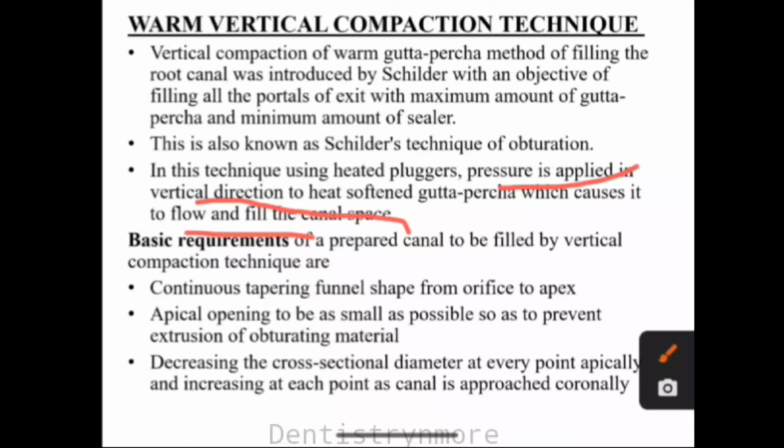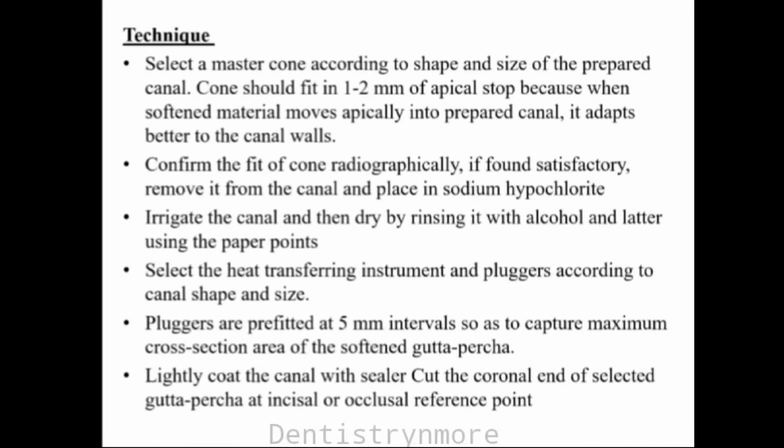Its basic requirements are continuous tapering, funnel shaped from orifice to apex, and the apical opening has to be as small as possible to prevent extrusion of the obturating material, with the cross-sectional diameter decreasing at every point apically and increasing at each point as the canal is approached coronally. This one is the technique.